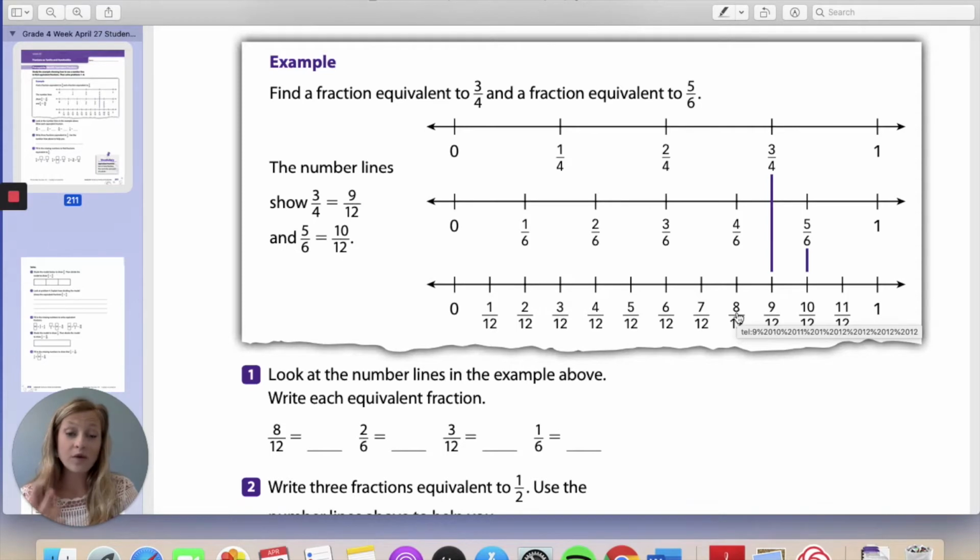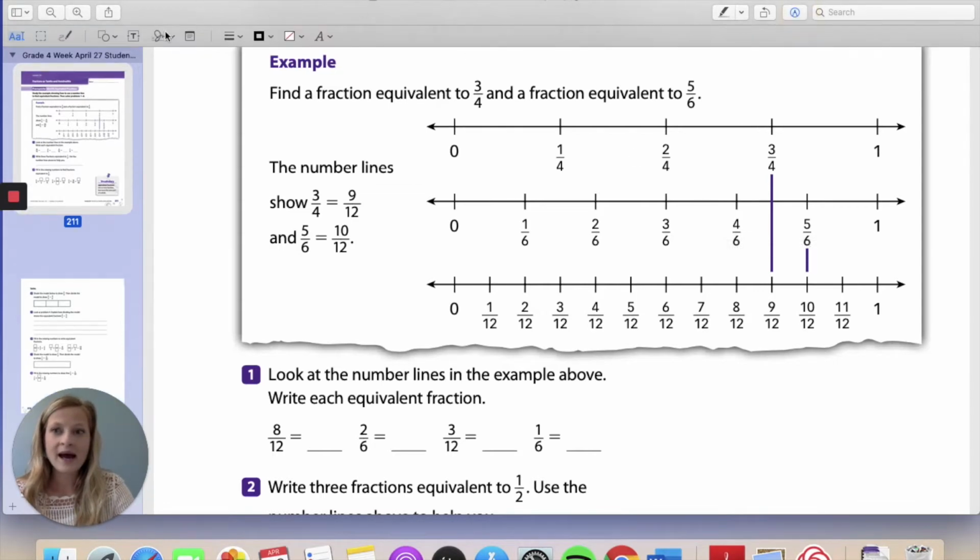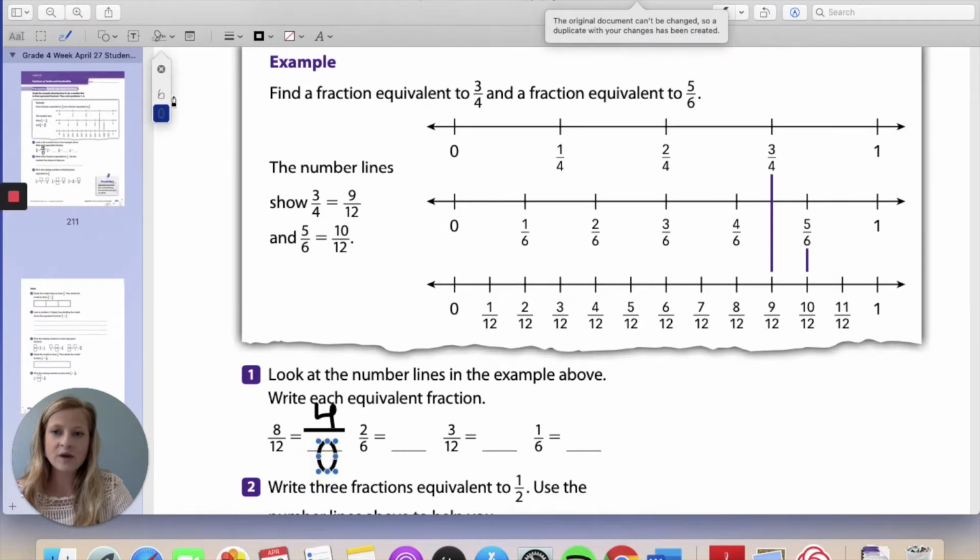Well, to see the equivalent fraction that is equivalent to 8/12, I could take my pencil or a straight edge or my finger and I'm going to go straight up and I'm going to see that 4/6 is equivalent to 8/12. I look and I don't see that there's any fourths that are equivalent to 8/12, but I do see that 4/6 is. So I'm going to write right next to 8/12 that 8/12 is equivalent to 4/6.